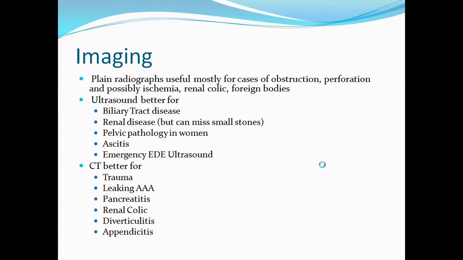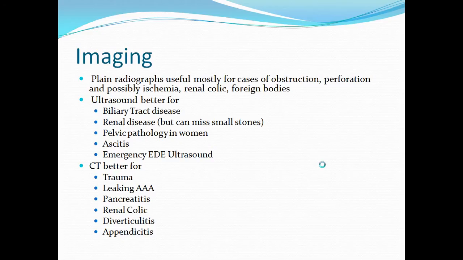Ultrasound is useful for biliary tract diseases, renal disease, but can miss small renal stones, so not the best for renal colic, but good for renal abscesses, etc. Pelvic pathology in women, you can get a good transvaginal ultrasound and visualize the ovaries, look for Doppler flow of the ovaries if you're looking at ovarian torsion, and looking at ascites if you're looking for a place to tap ascites, and also useful in the emergency setting for people like me if you're looking for if someone has a lot of intra-abdominal bleeding, if there's ruptured AAA, if there's a pericardial effusion, but that's a separate topic.